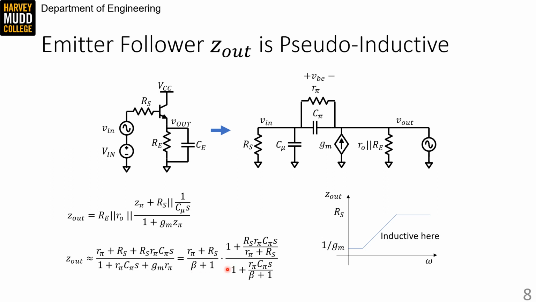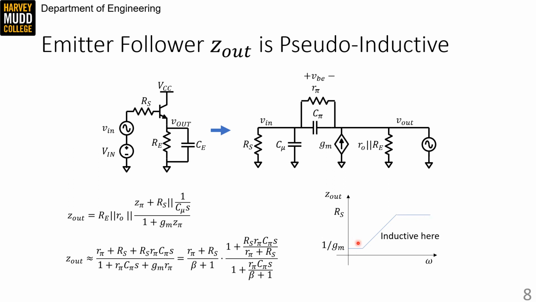But unlike the voltage gain, this pole zero pair is really widely spaced. So right, this is r pi c pi s multiplied by a small divider, rs over r pi plus rs. This r pi c pi s is divided by beta plus 1. So our pole is at a much higher frequency than our zero is. And that results in a graph of our impedance versus frequency that looks like this, where it starts to increase at a relatively low frequency and eventually stops just at a value of rs.